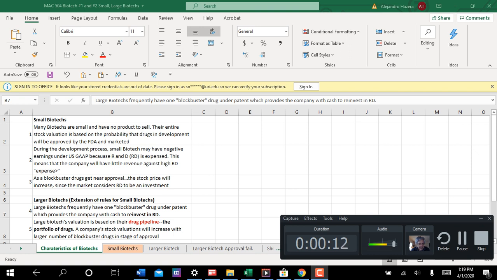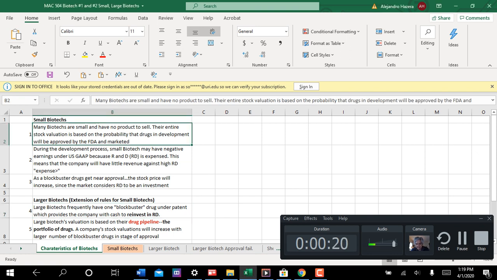Biotechs. I separate biotechs into two categories. Small biotechs, which have three characteristics, and think of a small biotech as just a lab. Many biotechs are small and have no product to sell. So they're in a position where they're incurring R&D. Keep in mind that in the United States, we expense all R&D. And they have no product to sell. So in the initial years, at least, they have negative earnings because they have zero revenue and a substantial amount of research and development. Their entire stock valuation is based on the probability that drugs in development will be approved by the FDA and marketed.